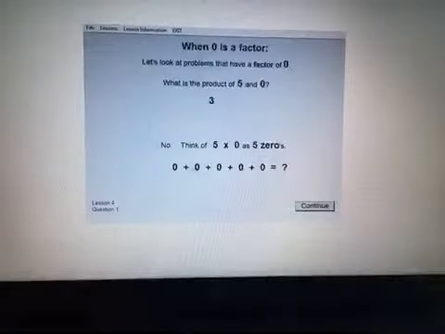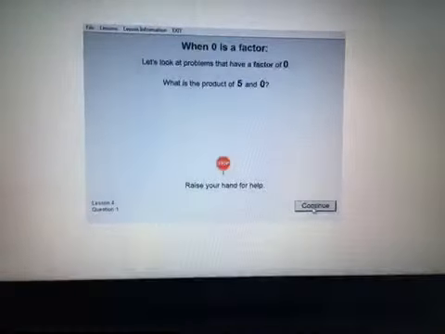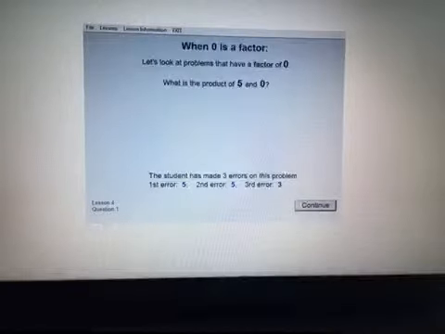Here's a very detailed explanation of what 5 times 0 is. 5 zeros. This is our third error, so the stop sign appears. And the helper can see the errors that were made and provide one-on-one help.